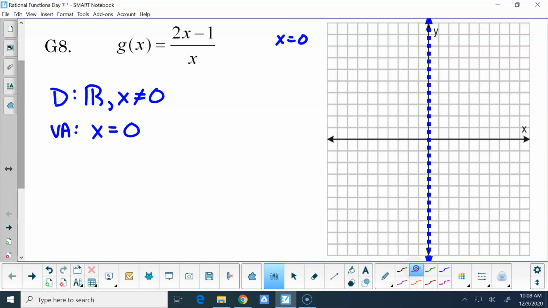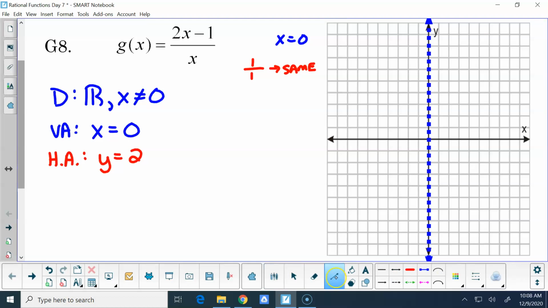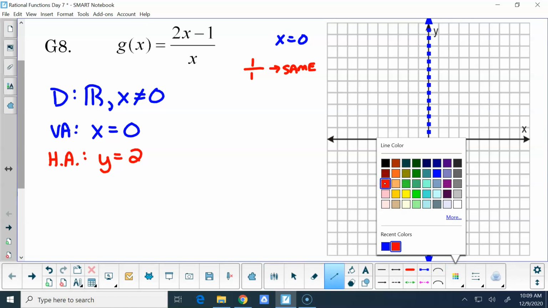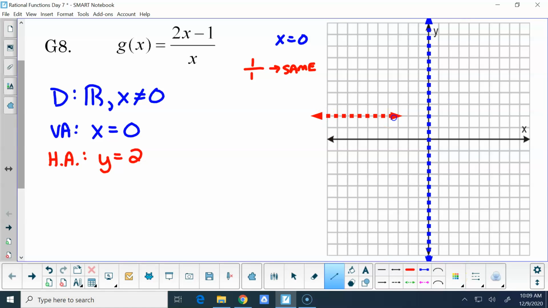Degree of the top for my horizontal asymptote is 1. Degree of the bottom is 1. So that's going to be the same case. So then I take my lead coefficients. So my horizontal asymptote would be y equals 2 over 1, or just 2. Agree?